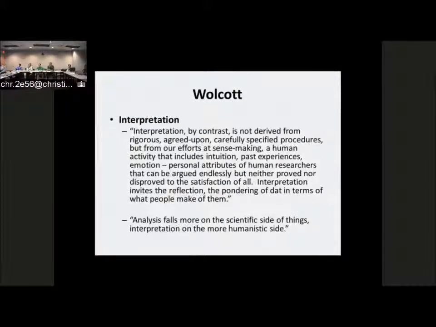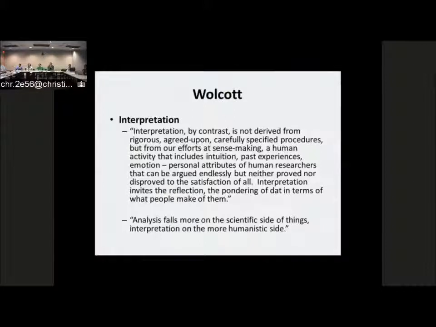"Interpretation by contrast is not derived from rigorous, agreed upon, carefully specified procedures, but from our efforts at sense-making, a human activity that includes intuition, past experiences, emotions, personal attributes of human researchers that can be argued endlessly, but neither proved nor disproved to the satisfaction of all. Interpretation invites the reflection, the pondering of data, in terms of what people make of them." Right? There's a great example of how I use context. That's a long quote, and I use the whole thing. Analysis falls more on the scientific side of things, interpretation more on the humanistic side.